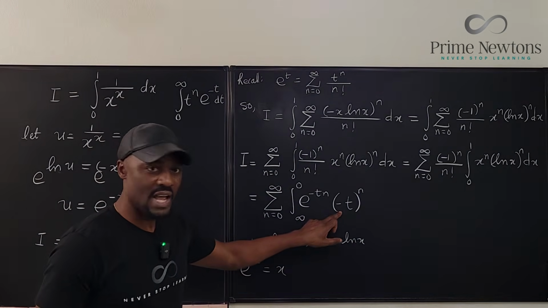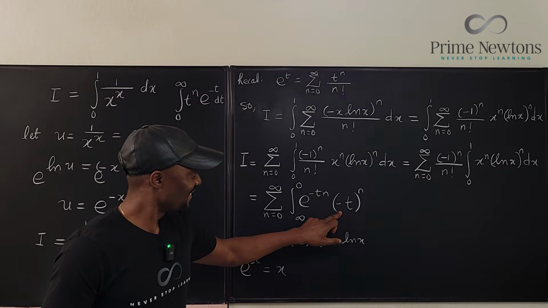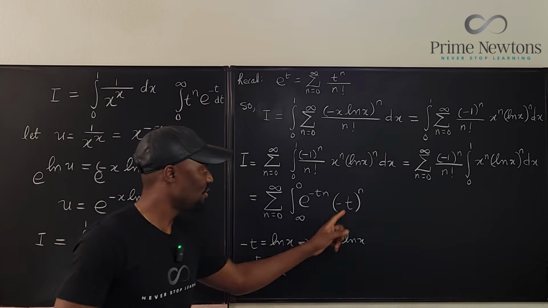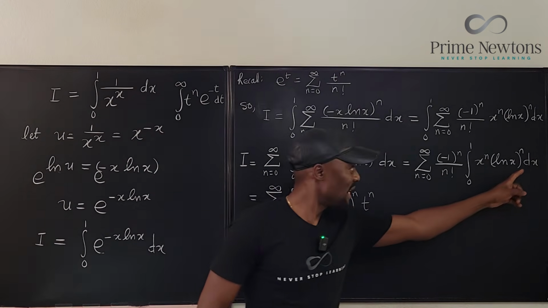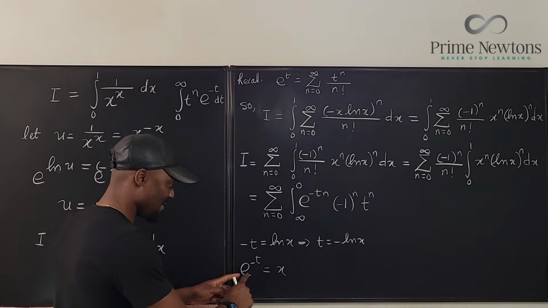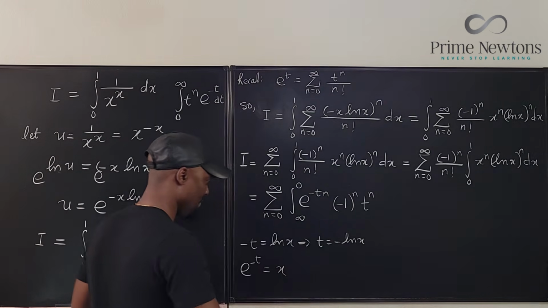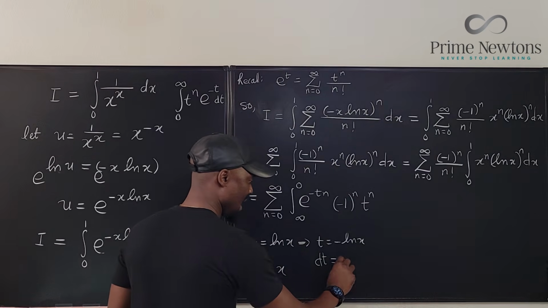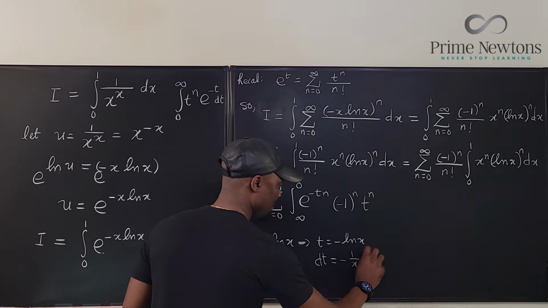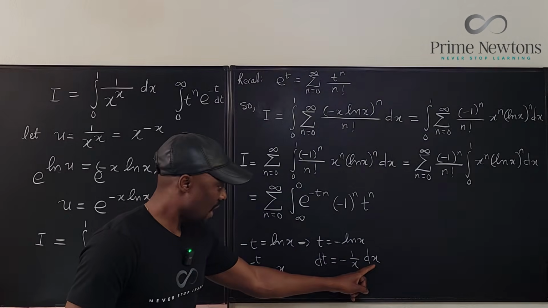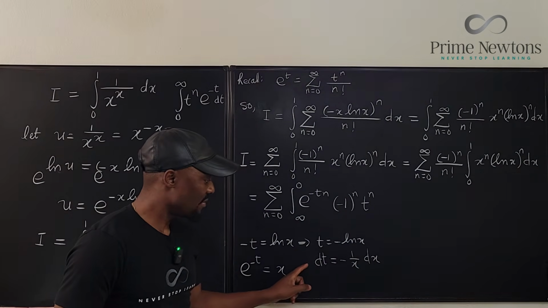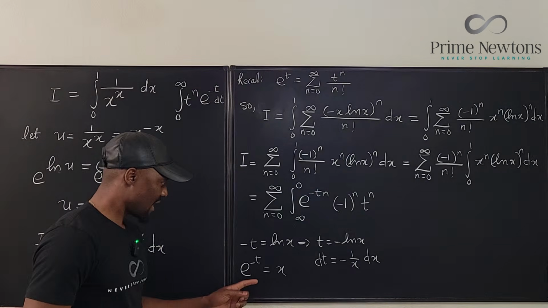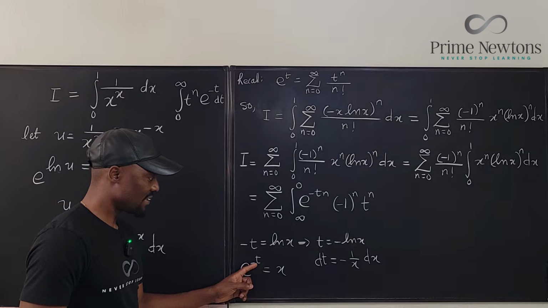Okay, I can break this down into negative 1 raised to power n times t raised to power n. Yeah, I'll do that. So the only thing left is to replace dx. Let's go here. If e to the, let's use this one. If we differentiate this, we're going to have dt. If we differentiate this, we're going to get negative 1 over x dx. So that means our dx will be x dt negative 1. There's a negative 1. But what did we say x is? X is e to the negative t.